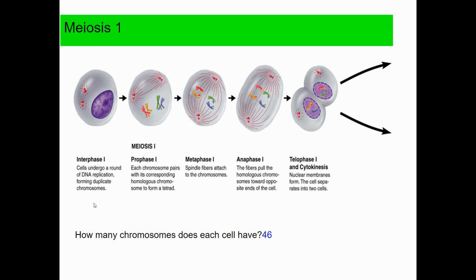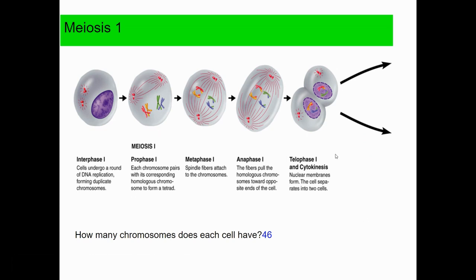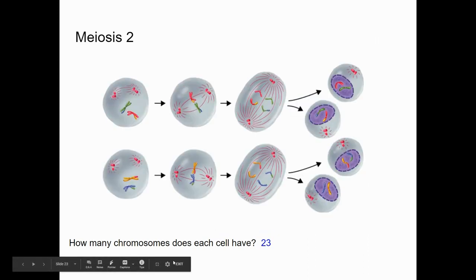All right. So these are the processes that a cell is going to go through. If you want to pause and read it, feel free. It's basically the same processes that would be in mitosis to start out with. So you duplicate, and you have something over here that's called crossing over, which I'm going to talk about in a second, and then it splits. How many chromosomes does each cell have? It's going to be 46.